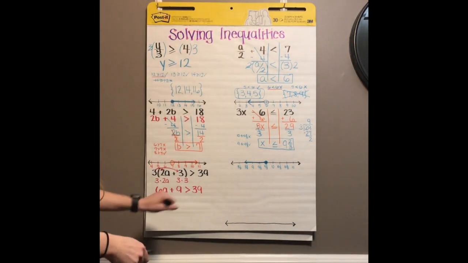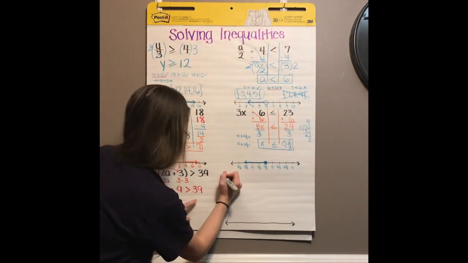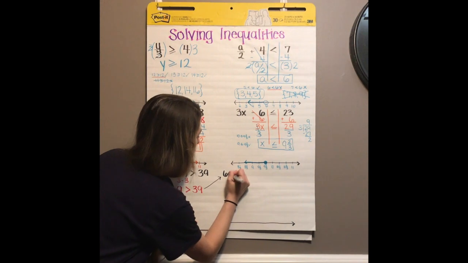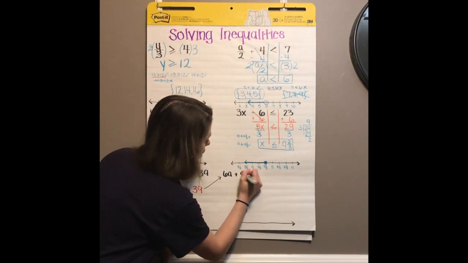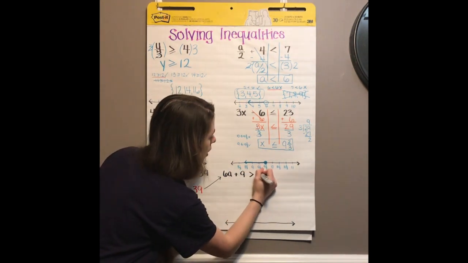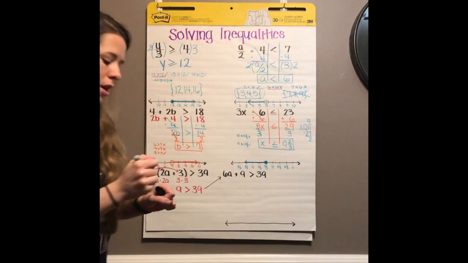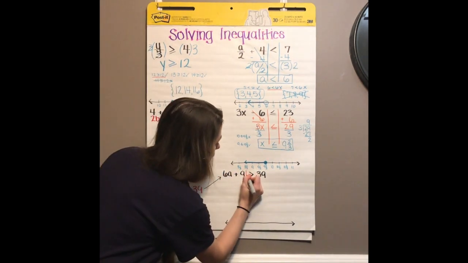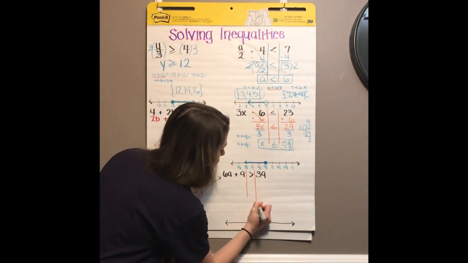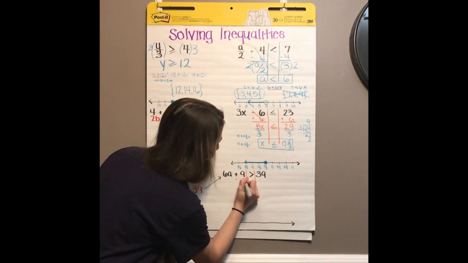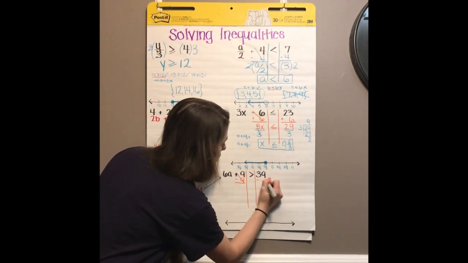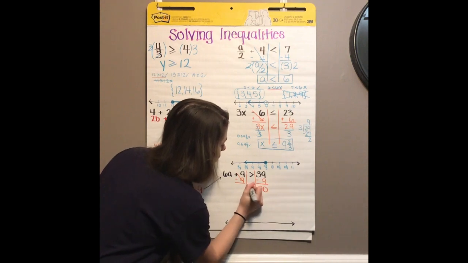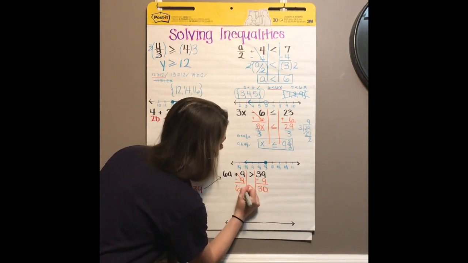I'm just going to rewrite it up here because I don't want to run out of space. So I'm just rewriting my inequality. 6a plus 9 is greater than 39. And I want to get rid of that plus 9 first by subtracting 9. Subtracting 9, and that's going to be 30 greater than 6a.